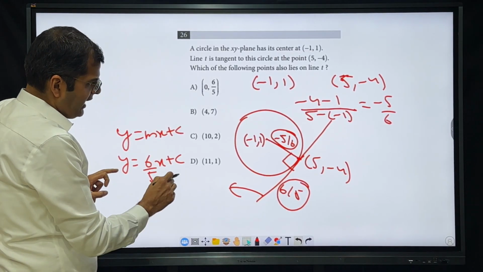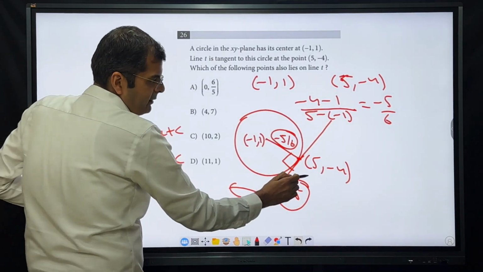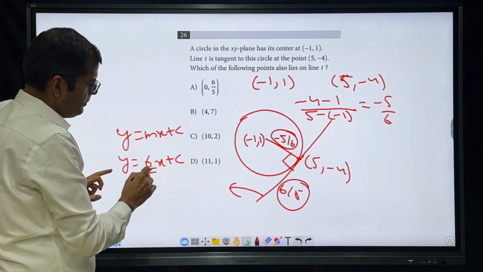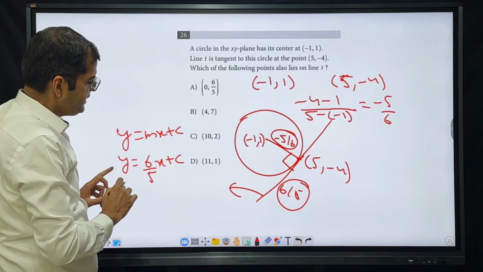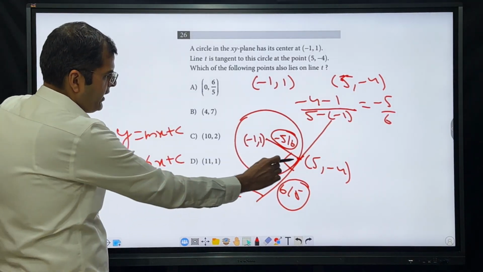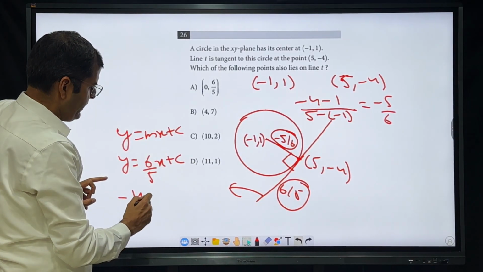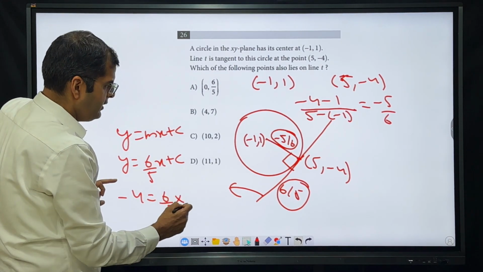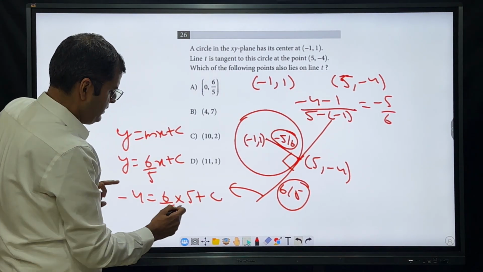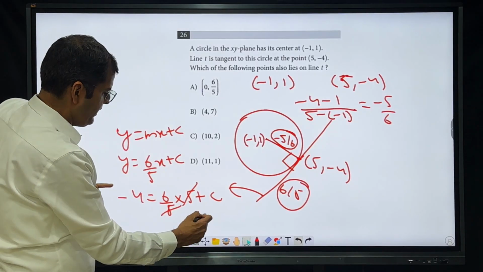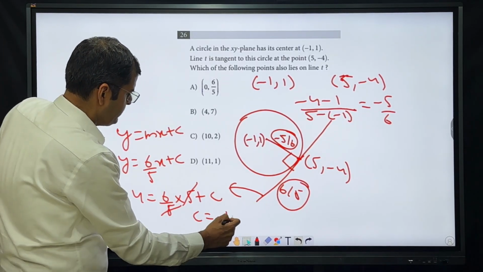Now this line, which is the equation of the tangent, passes through (5, -4). So the point (5, -4) should satisfy this equation. So x is 5, y is -4. So -4 is equal to 6 by 5 into 5 plus c. So this 5 goes away. c becomes -4 minus 6, which is -10.